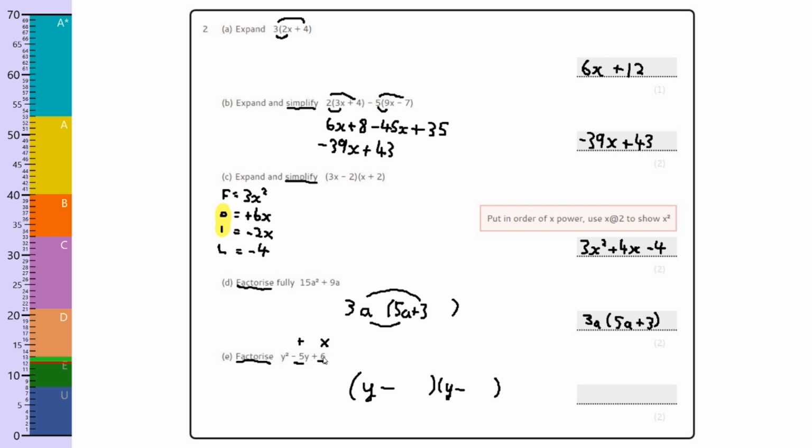Now 6 is quite a nice number, because there's only 2 ways to make a 6: a 1 and a 6, or a 2 and a 3. Minus 6 take away 1 will give us minus 7. Well, that's not the minus 5 that's there. So the answer is going to be minus 2 and minus 3, because minus 2 take away 3 is minus 5. Let's write this neatly. It doesn't matter at all which way around you do these. The examiners will be checking both ways around equally.